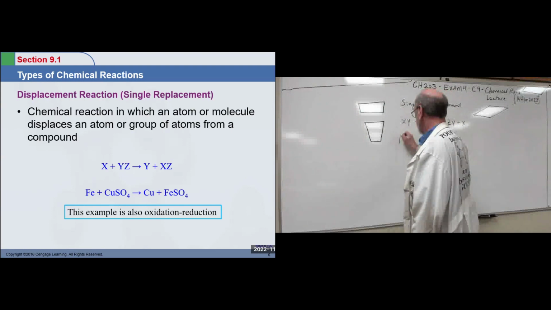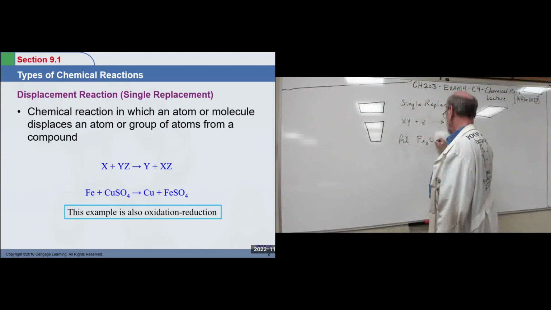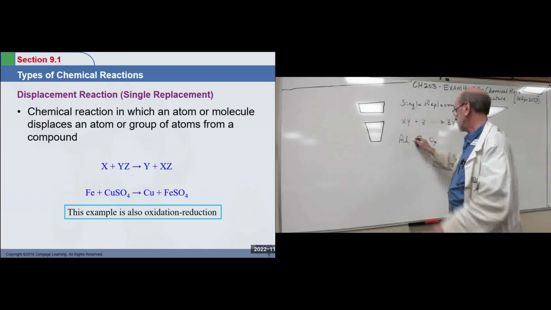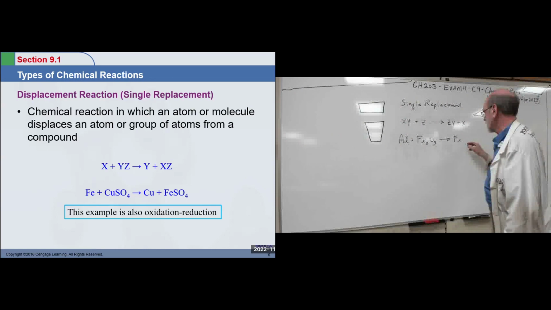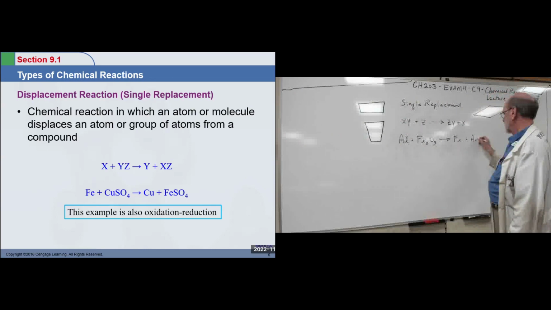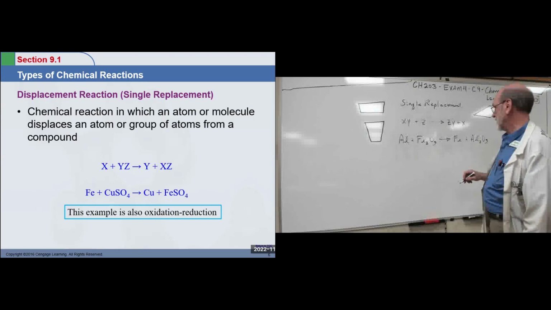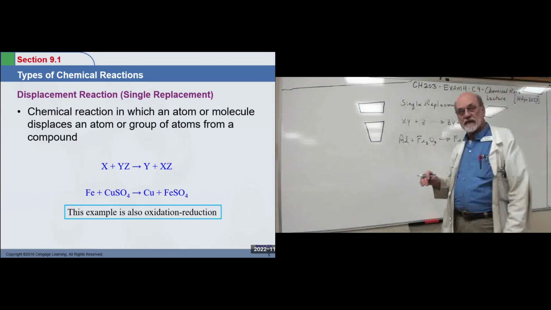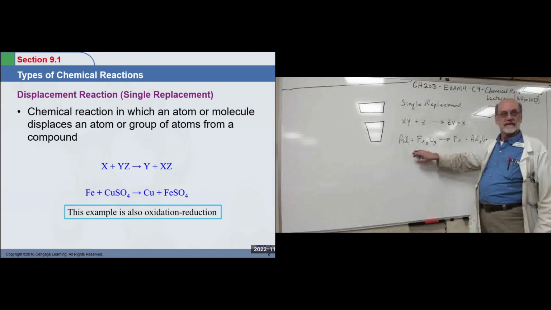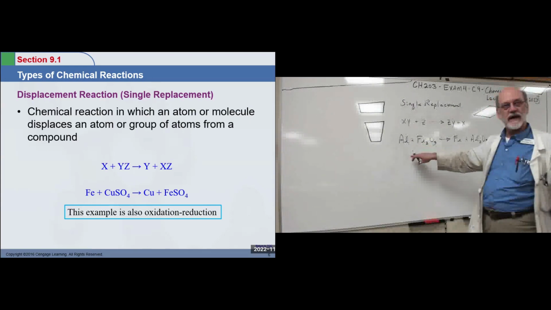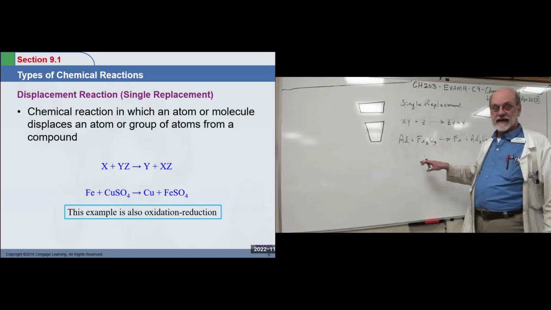Where we have aluminum reacting with iron(III) oxide, and it produces pure iron plus aluminum oxide. Okay? Those are all solids. This reaction is thermite. Have you ever seen a video of a thermite reaction? It's extremely energetic, very high energy.